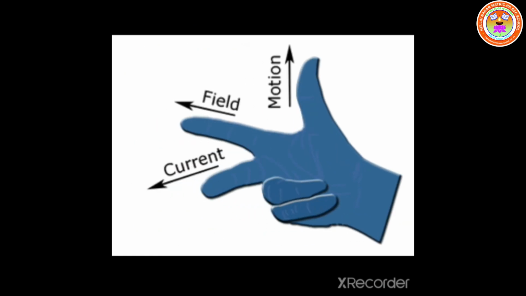Stretch your thumb, forefinger and middle finger of your right hand, mutually perpendicular to each other. If the forefinger indicates the direction of the magnetic field and the thumb indicates the direction of motion of the conductor, then the middle finger will indicate the direction of induced current. Fleming's right hand rule is also called the generator rule. So in the generator, Fleming's right hand rule is applicable.